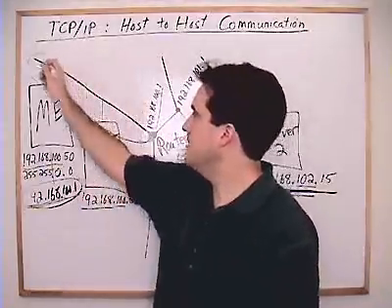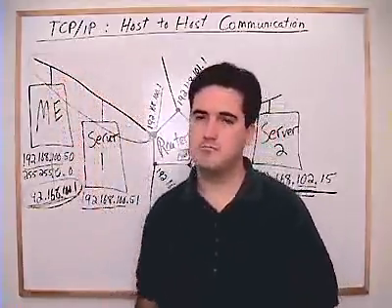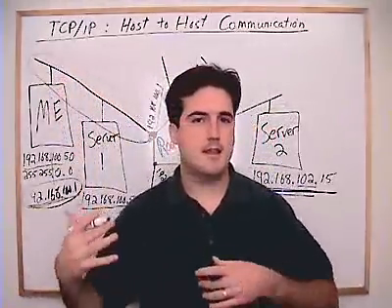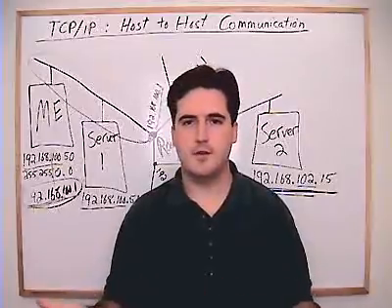So my ARP is sent here for server 2. Broadcast can't get through the router. The packet never makes it to server 2. We're not communicating.